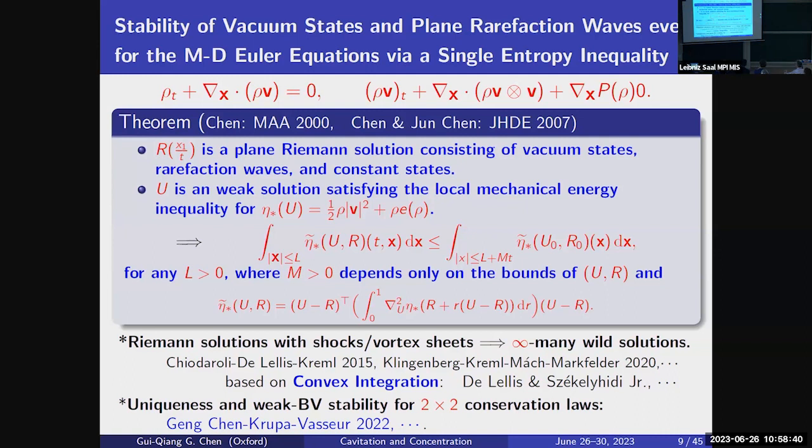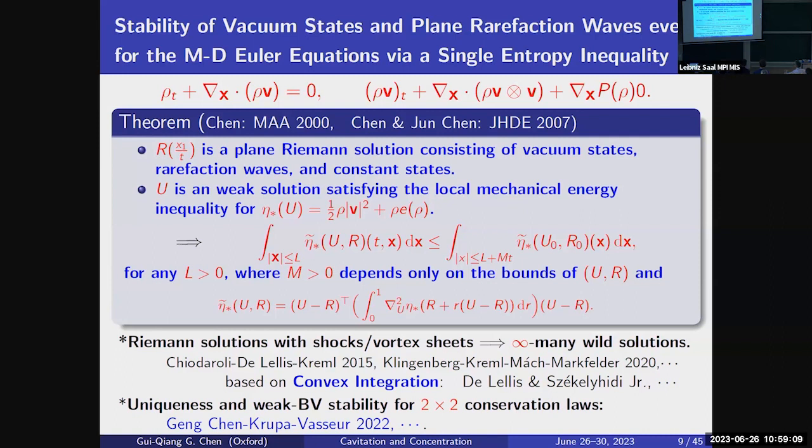Now, listen to the counterexample, now you need this result. And it comes out, wow, it's really optimal somehow. Because there's an example: if the linear solution was a shock, or vortex sheets, you can construct infinitely many wild solutions. But it turns out, if initially you have the reflection wave with initial data, then the solution is almost unique. So it's a big contrast to that.